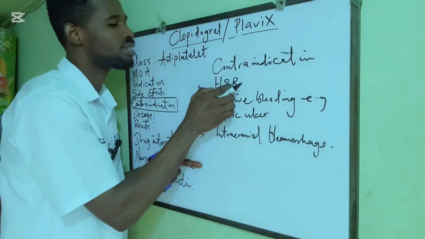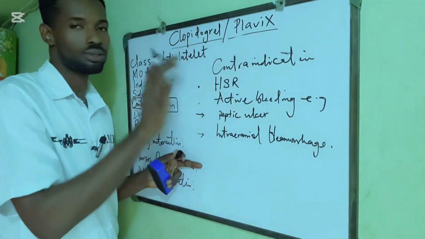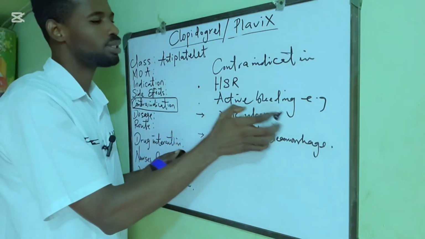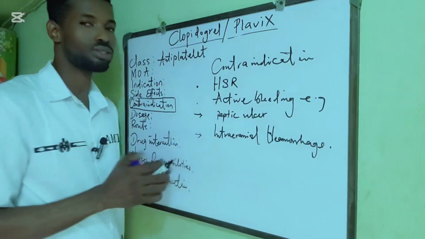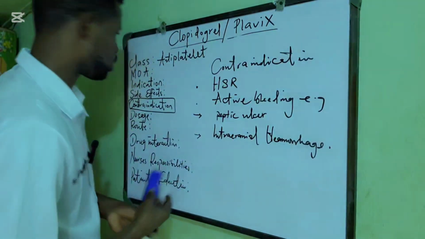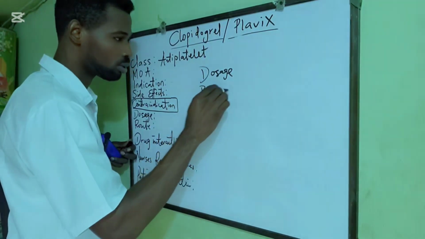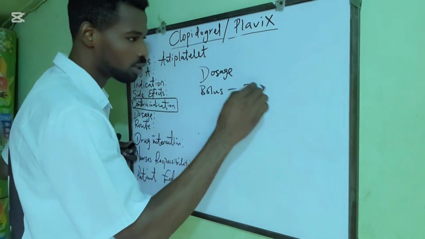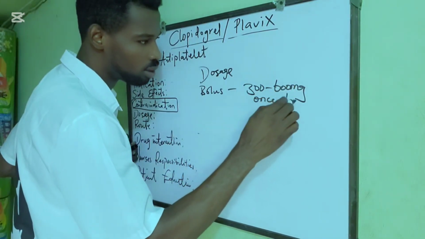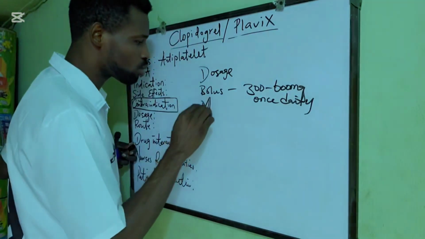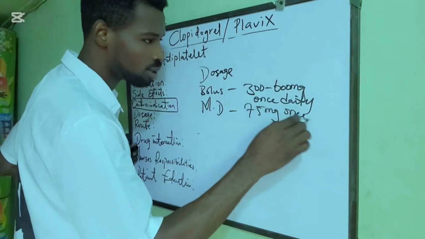So let's go to contraindications. You have hypersensitivity reaction, which is allergy. If you're allergic to clopidogrel, please, you don't have to take it. If there is active bleeding, for example peptic ulcer or intracranial hemorrhage, please, you don't need to take clopidogrel. On the dosage, for the loading dose, we have 300 to 600 milligrams once daily. The maintenance dose is 75 milligrams once daily.